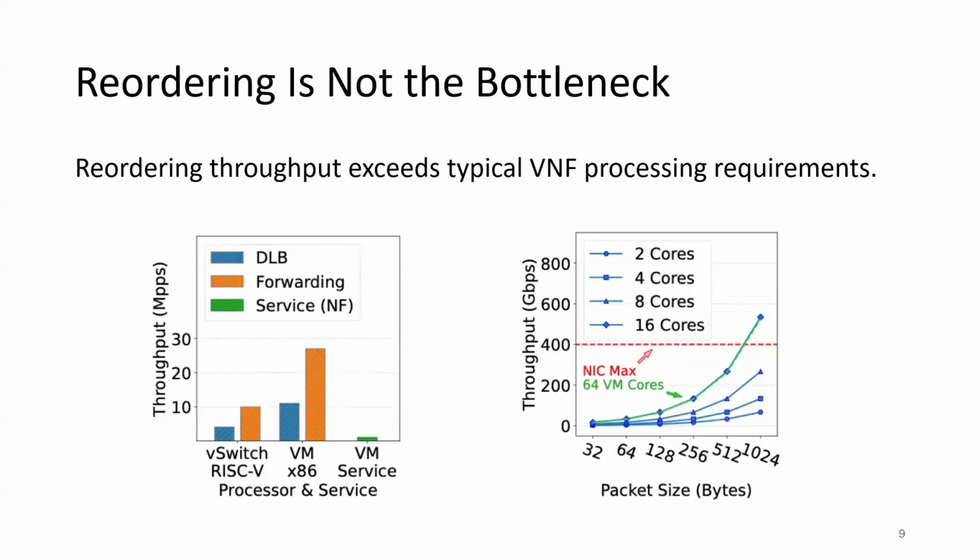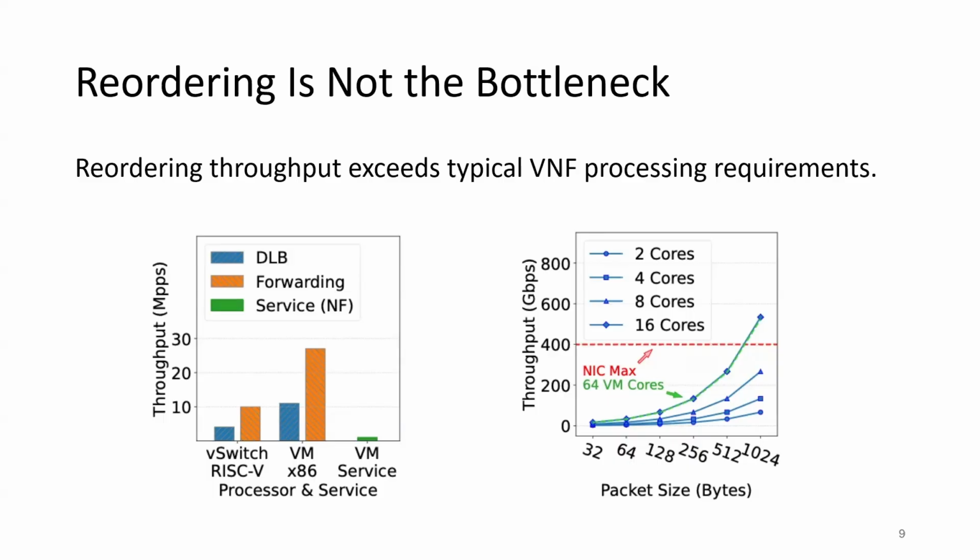On SmartNIC RISC-V cores, reordering achieves about 4 million packets per second per core. For comparison, production network functions such as firewalls and NAT gateways typically process around 1 million packets per second per core. Therefore, although reordering introduces overhead, it is still several times faster than typical NF workloads.